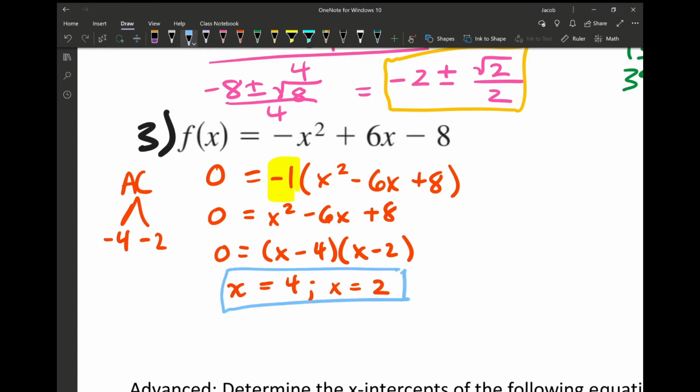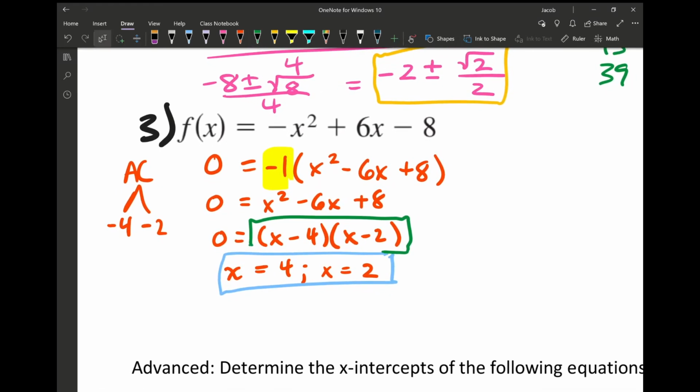Be aware that we might ask for the factored form of this quadratic, in which you would respond with the two binomials multiplied together.